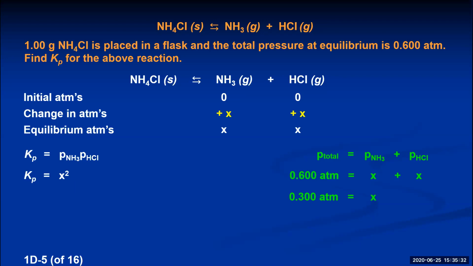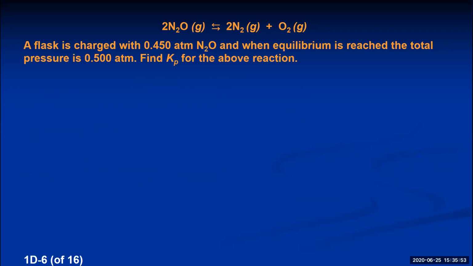And now that we've calculated what X is based upon total pressure, we can use that X value in our Kp expression, and we can determine that the Kp for this reaction should be 0.0, and then three significant figures, 900 atmospheres. If that makes sense, we can give you one of these types of problems to see if you want to try to work out on your own.